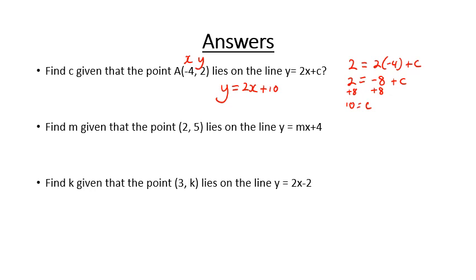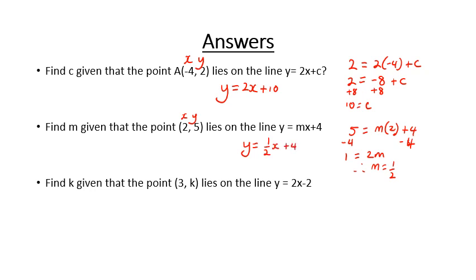In our second example, we're trying to find the gradient. We do the exact same thing. We've got 5 equals m lots of 2 plus 4. I'm going to take 4 from both sides. 1 equals 2m. Therefore, m equals a half. So this would be y equals a half x plus 4.